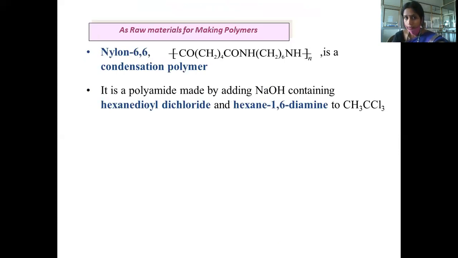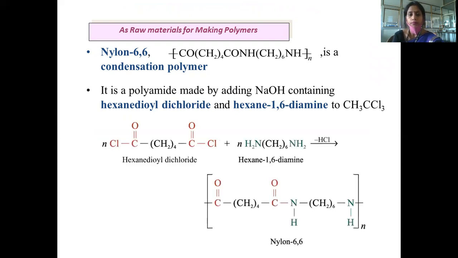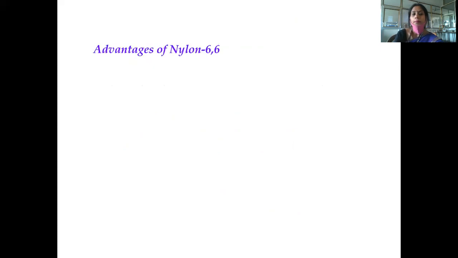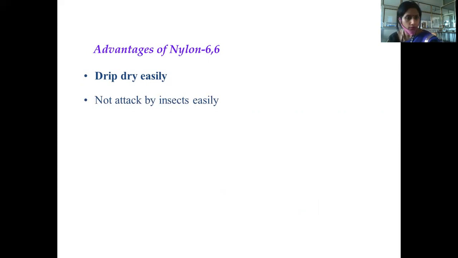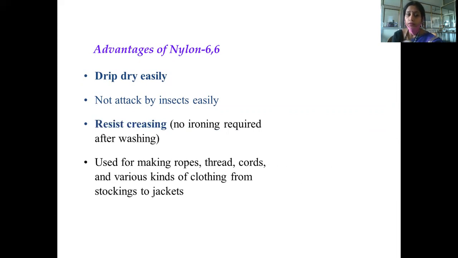Then they are also used as raw material. One common polymer is nylon 66, which is a condensation polymer formed by hexane dioyl dichloride with hexane 1,6-diol. The reaction is also given. It is called 6,6 because both the reactants have 6 carbon atoms. Why is nylon 66 used? Because it is a good polymer. It drip dries easily, it is not easily attacked by insects, and it resists creasing, so no iron is required. It is also used for making ropes, threads, cords, and various other things.